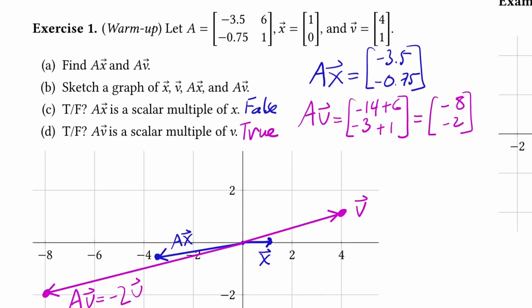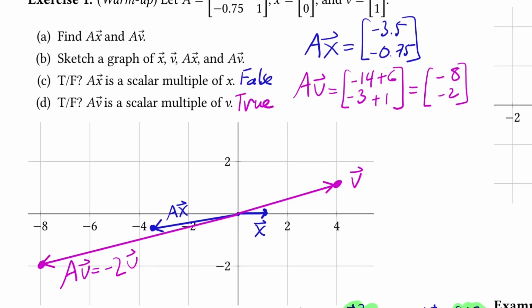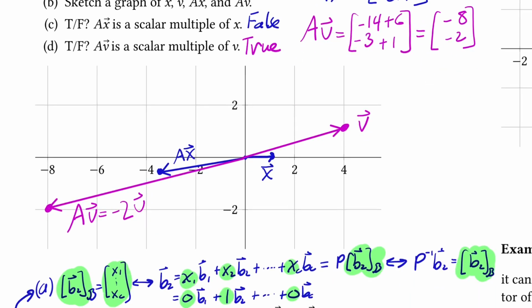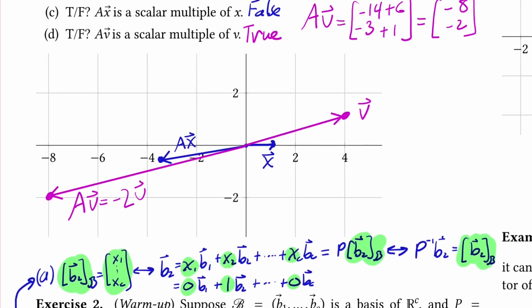not. And for a times v, on the other hand, you get this negative 8, negative 2 vector just over here, which is a multiple of v. So a times v is negative 2v. And yeah, so that's that one.